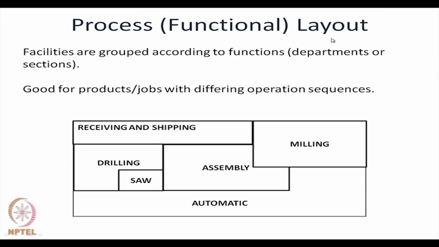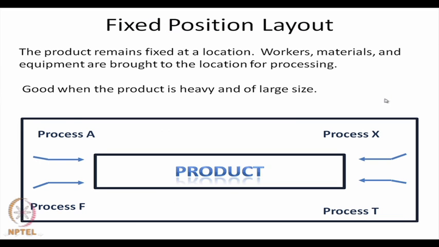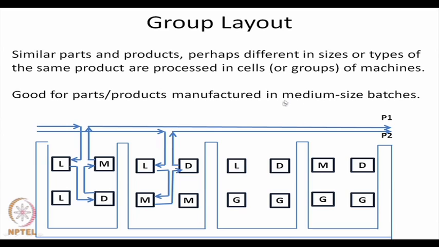In a process layout, different machines or functions are grouped together in the form of a department and they are placed together. In a fixed position layout, heavy and very long or big products are placed in one place, and every other machinery, equipment and people, they serve in one place. This is a fixed position layout. And then we had talked of group layout.